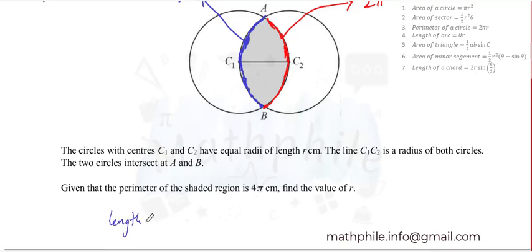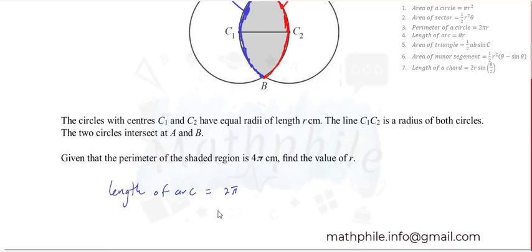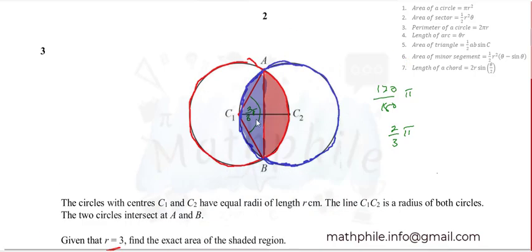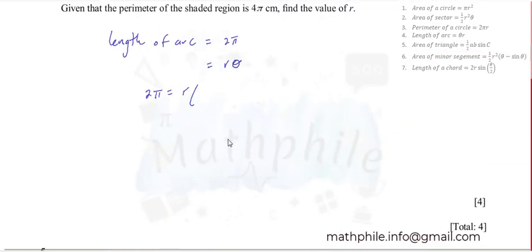So the length of arc is equal to 2π, and at the same time the formula for length of arc is rθ. We know what θ is and we know what the length of arc is, so this should be quite simple. So 2π should be equal to the radius, which we don't know, times θ, which we calculated earlier and got as 2 over 3 π, so let's write the 2 over 3 π over there. And you do some manipulations. Let's see what you get.